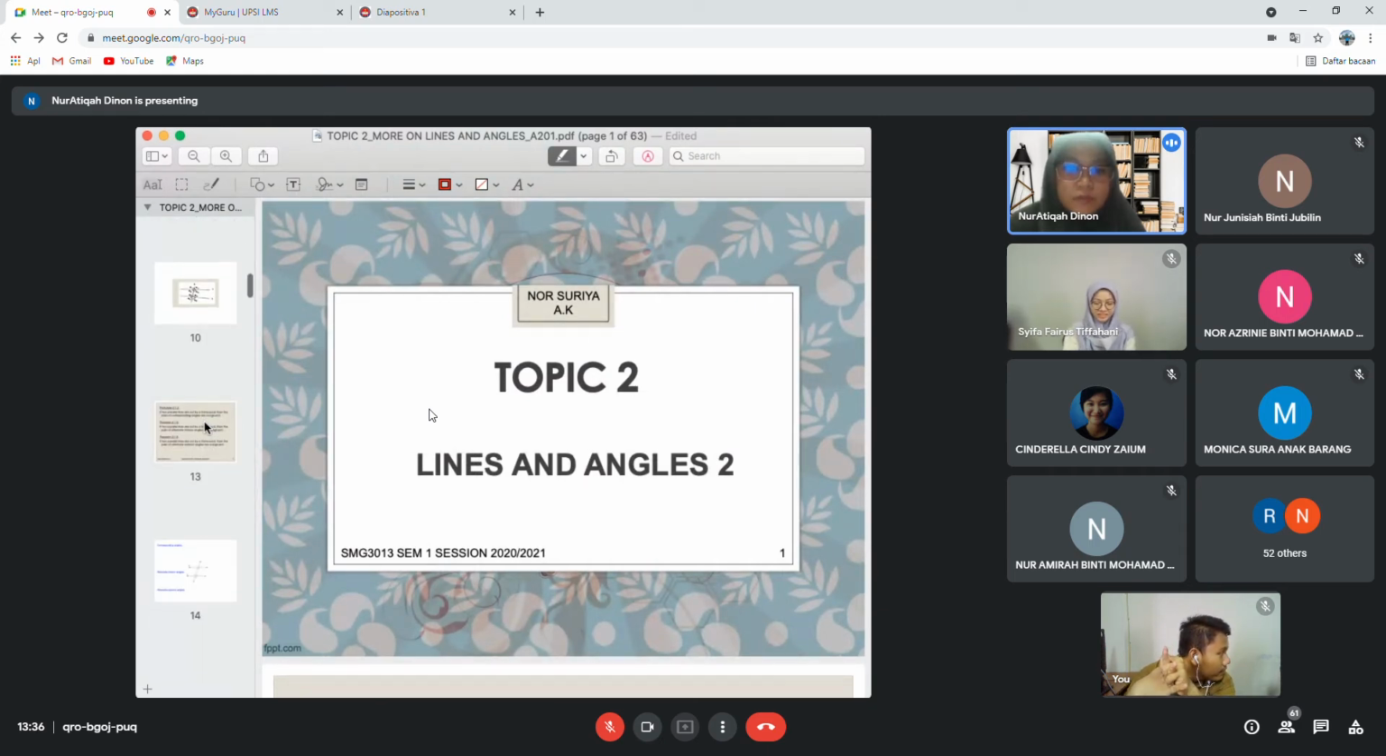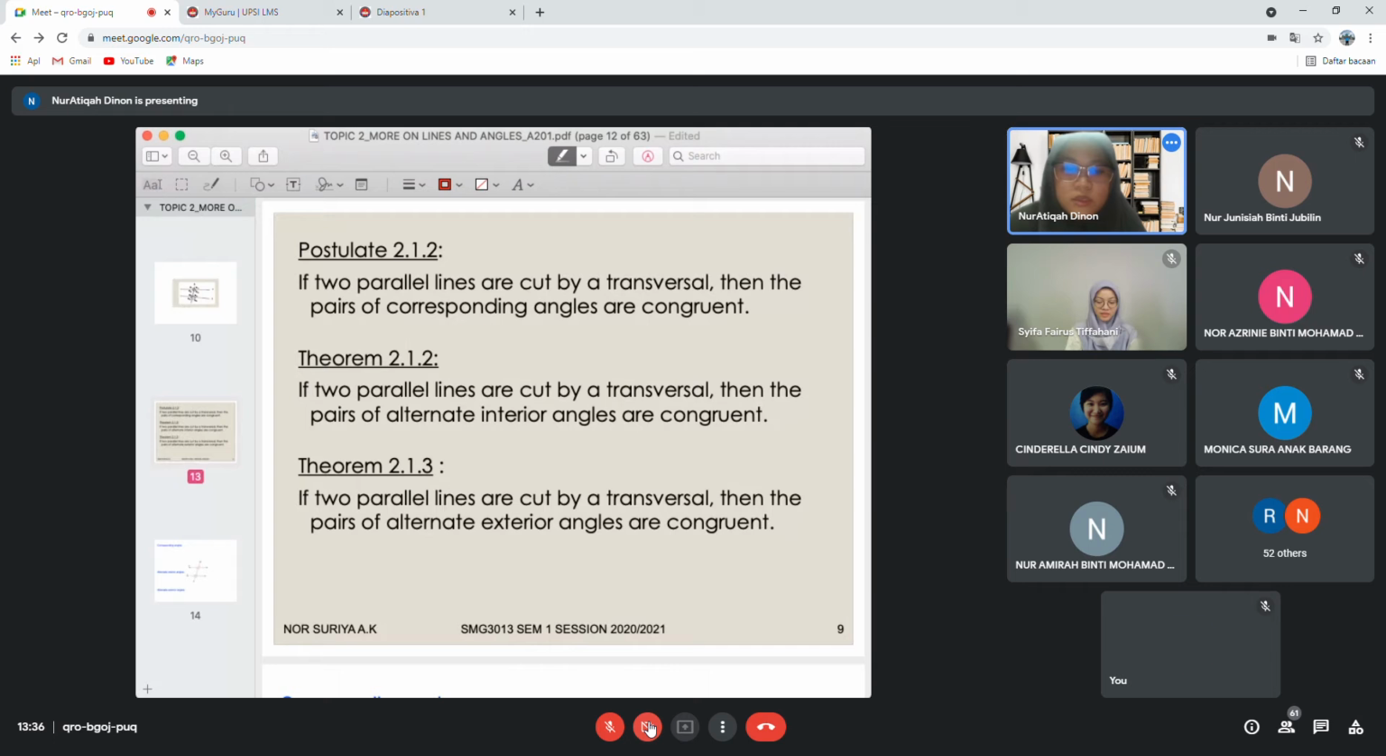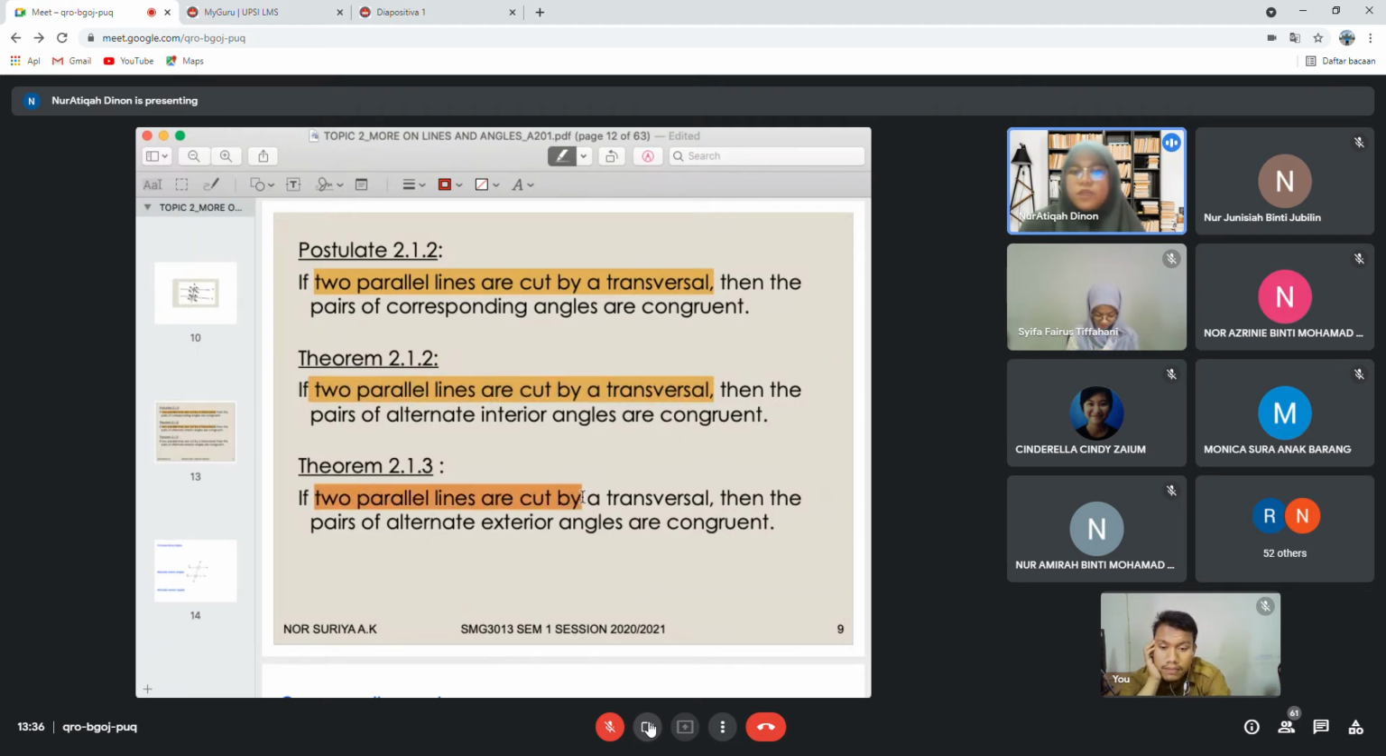Okay, let's go through the postulates. Postulate 2.1.2, you can add this one to your list of postulates. If two parallel lines are cut by a transversal, all this one postulate and these two theorems start with if two parallel lines are cut by a transversal. You can see all the same. What the difference is, is the next statement: then the pairs of corresponding angles are congruent.